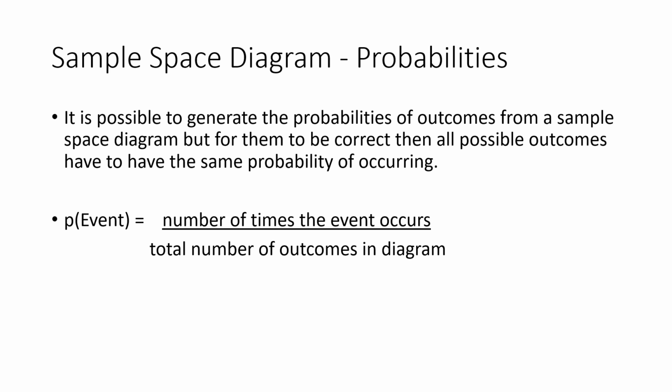Now, why is it useful? Well, it's possible to generate probabilities of outcomes for a sample space diagram, but only if all the outcomes depicted on the sample space diagram have the same probability of occurring. If that's true, then the probability of an event occurring is written as a fraction with the number of times that event occurs on the top of the fraction and the total number of different outcomes in the whole sample space diagram on the bottom.